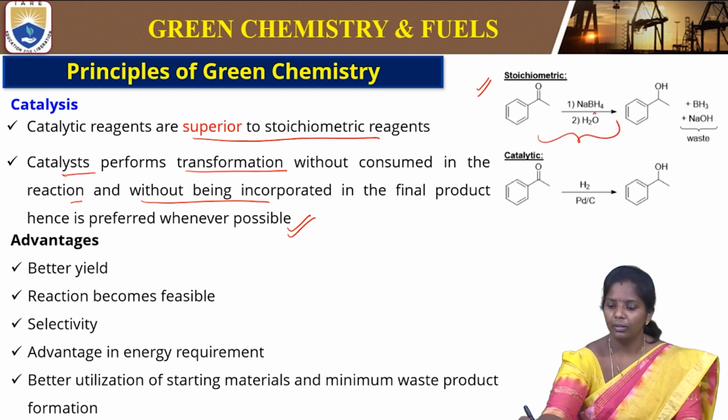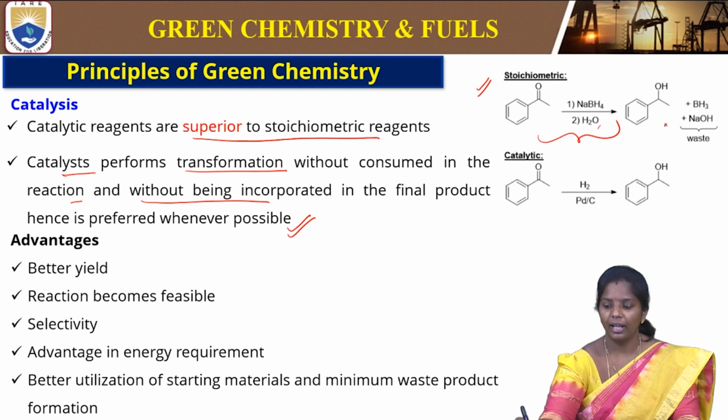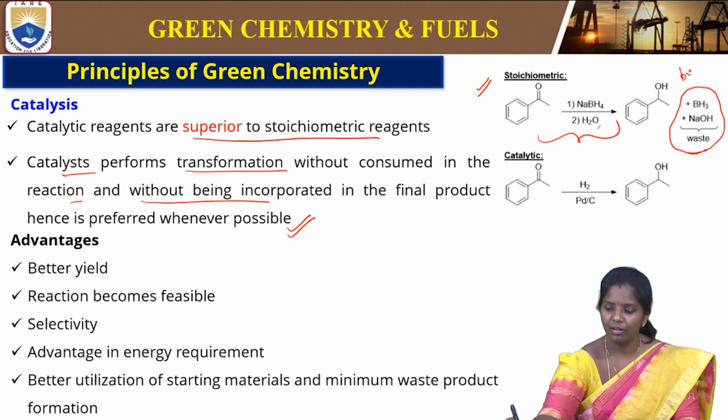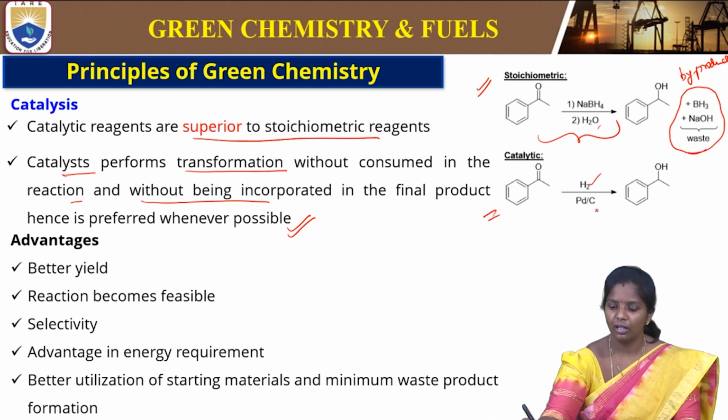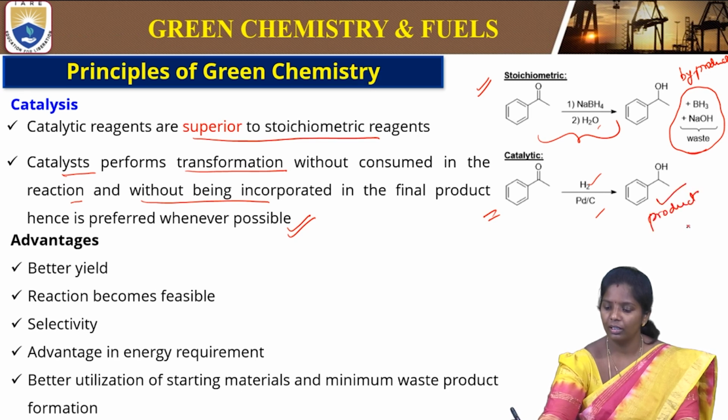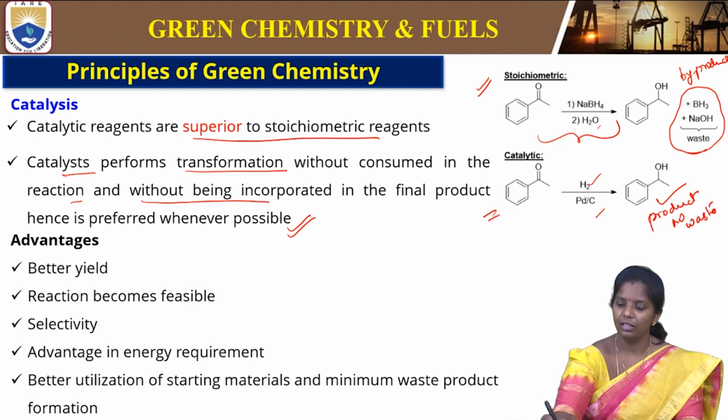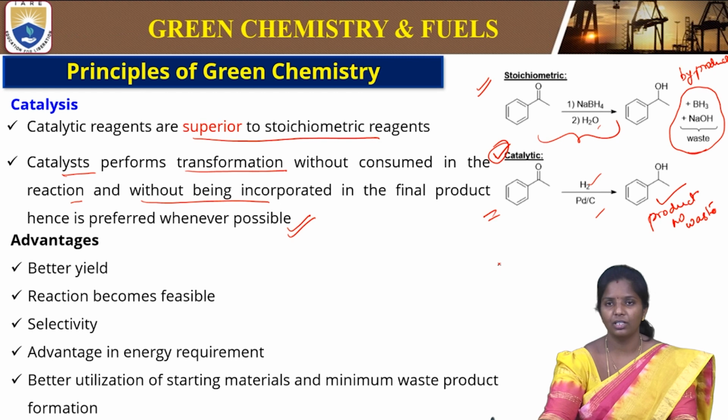For example, in a stoichiometric process, a reaction takes place with sodium bromide and water, and again there is formation of byproducts or waste. This is again a byproduct. We have to take care of recycling or removing the waste. But in the presence of a catalyst, hydrogen and palladium on graphite, what happens? We directly get the product and no byproduct, no waste. So we generally prefer this process compared to the first one.